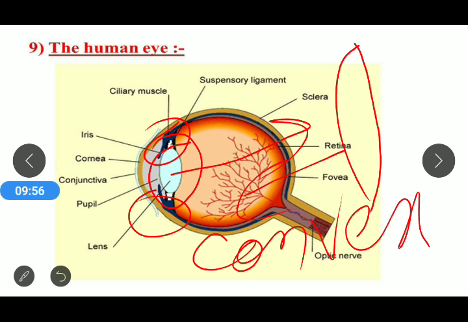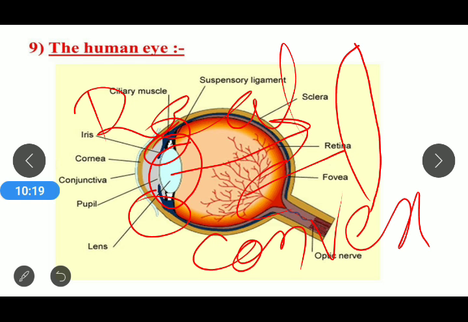If you recall the property of the convex lens, it always forms a real image, and it is inverted in nature. What is a real image? It is an image which can be obtained on a screen. That is called a real image.